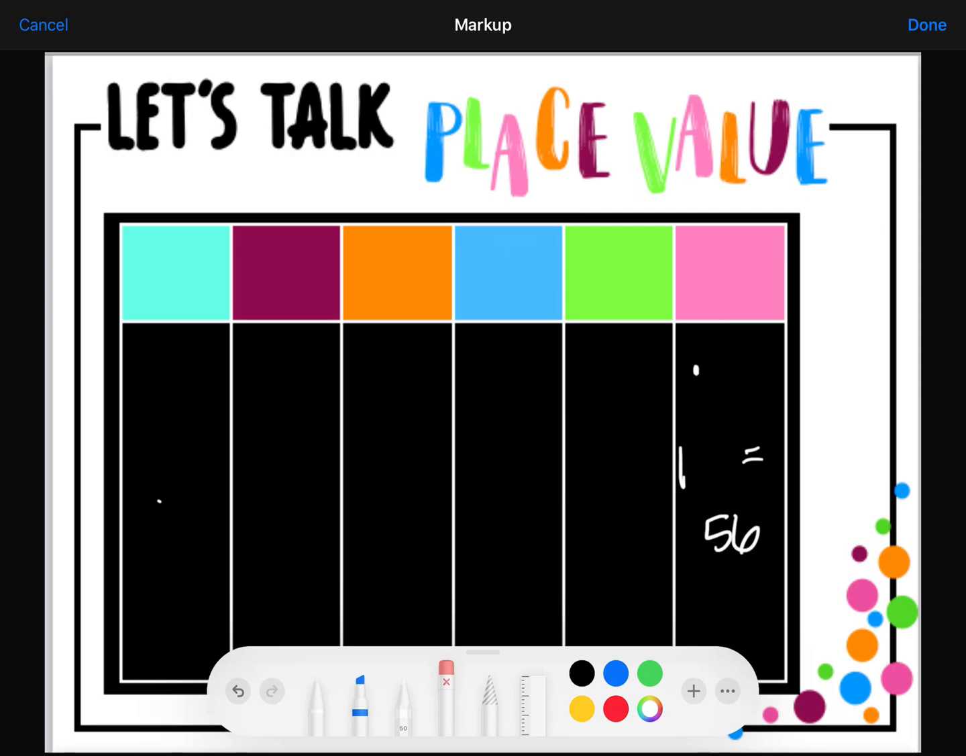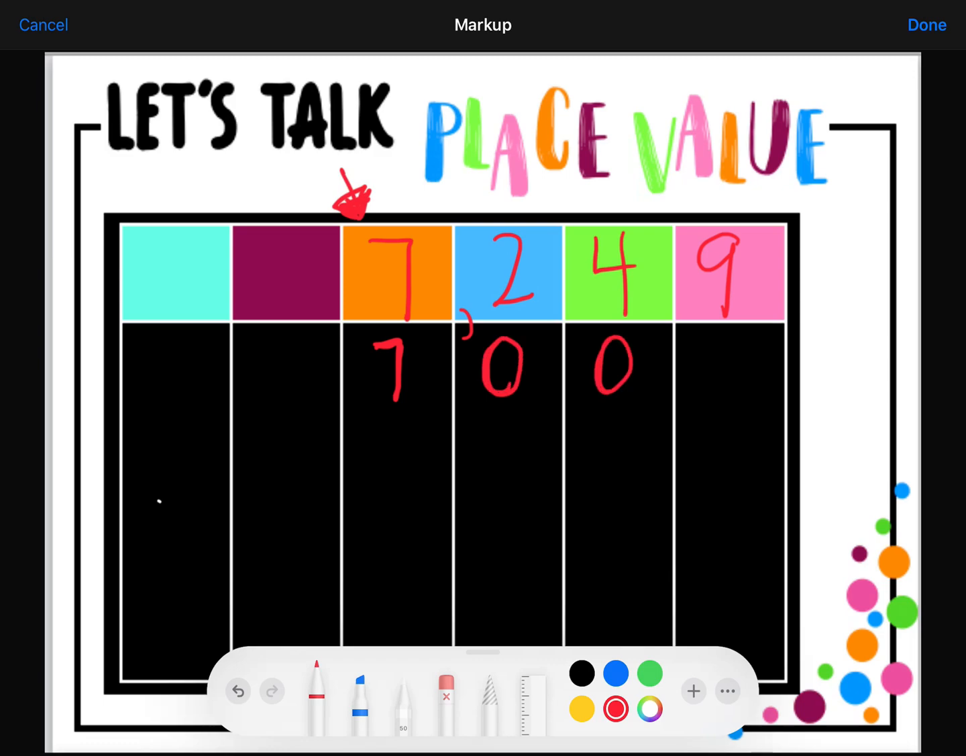Now another way to solve it instead of drawing the pictorial form is to just shake down the numbers and add the zeros to hold their place. So let's say I have the number 7,249. I'm going to start over here in the biggest number and I'm going to shake down that 7. Down comes the 7. And then I'm just going to put zeros to hold this and my comma.